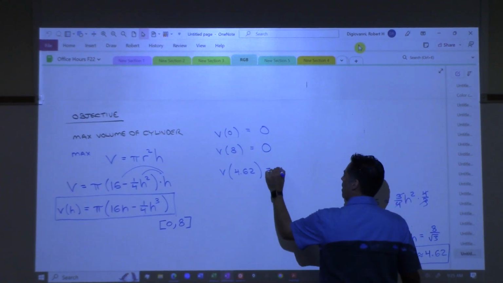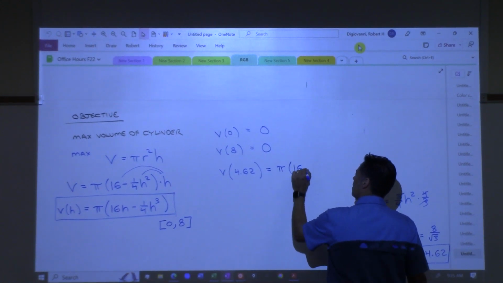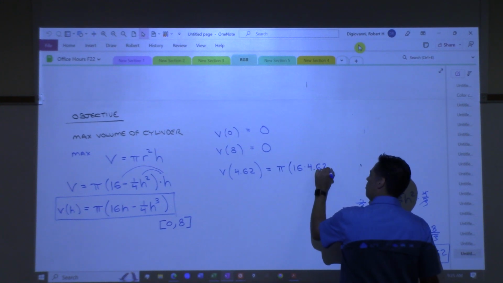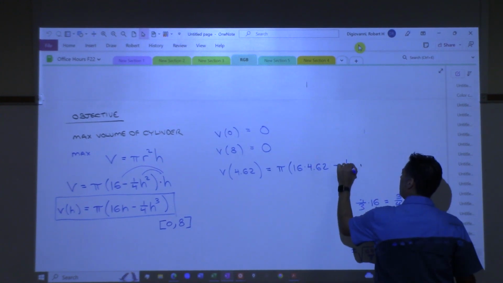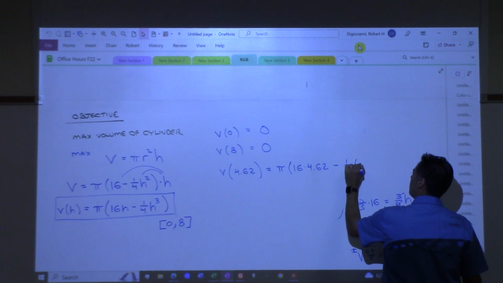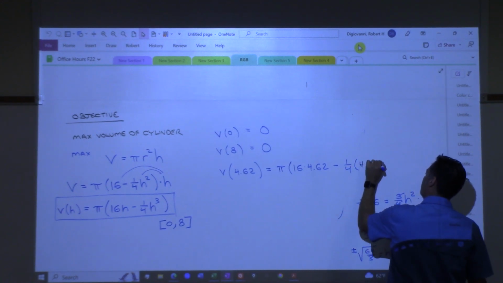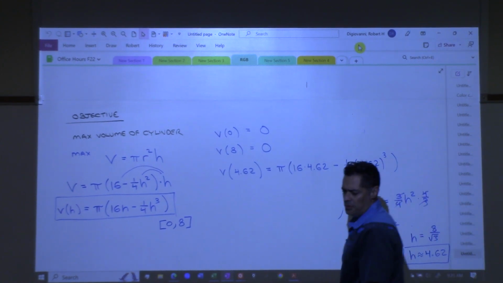So we're going to go pi times 16 times 4.62 minus 1/4 times 4.62 cubed. I'll do that on my calculator.